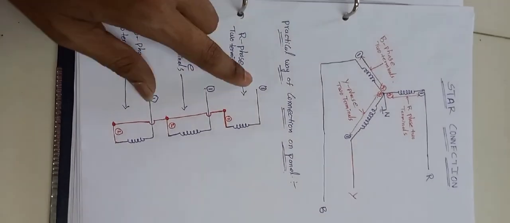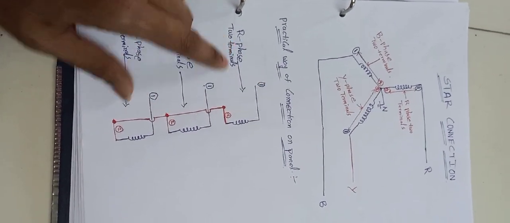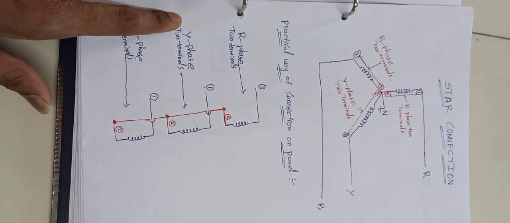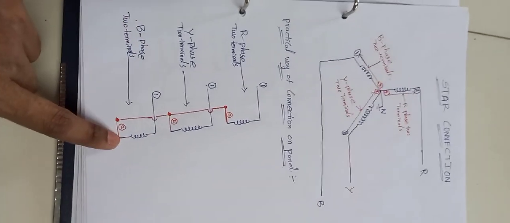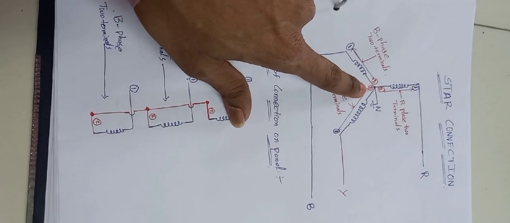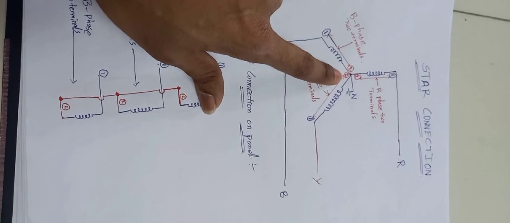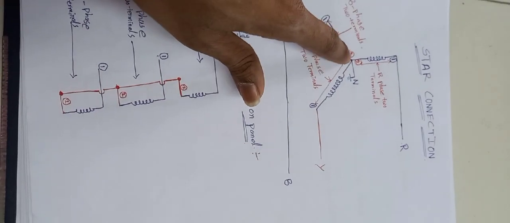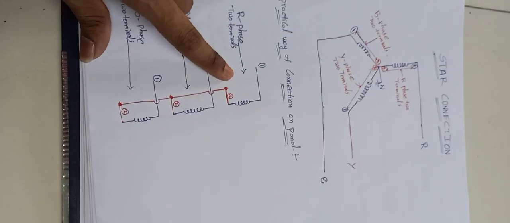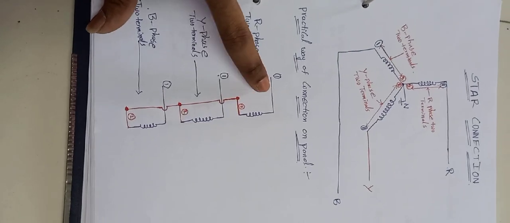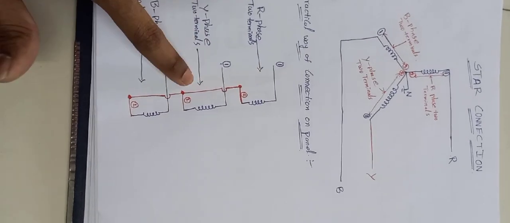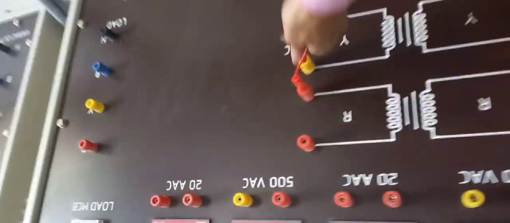In these three phases we have the first terminal and second terminal of the first phase, the first terminal and second terminal of the second phase, and the first terminal and second terminal of the third phase. According to the theoretical representation, all three phases' second terminals are connected at a particular point. That one I have represented in red color. You have to observe the same way of connection here in the panel. So I am going to connect here.